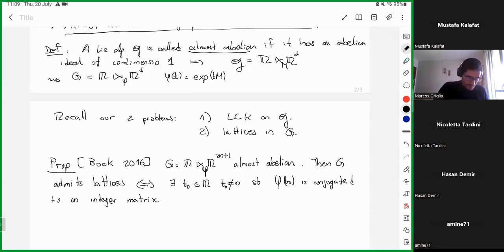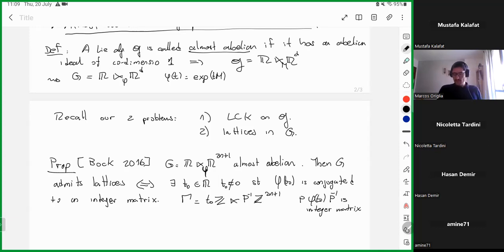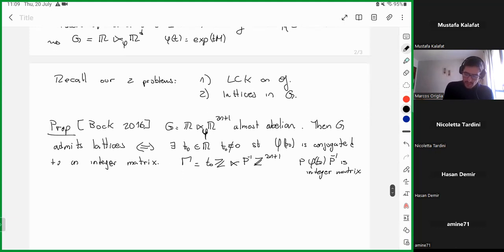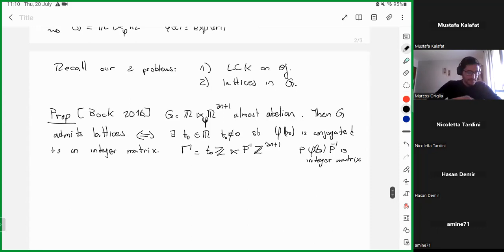Moreover, the lattice, if it exists, has a very particular form. It's just a multiple of Z acting on P minus one, where P is the matrix you use to conjugate this matrix to an integer one. You take that matrix P and conjugate your standard lattice to this Γ, and this is the lattice for your group G. So for almost abelian Lie groups, there is a good result about the existence of lattices.